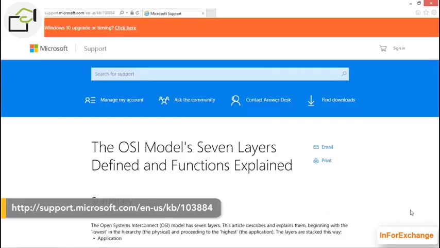A good place to get additional information on the OSI model is this website right here that is part of Microsoft's support webpage.